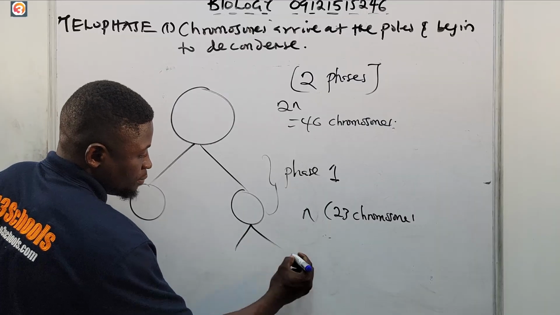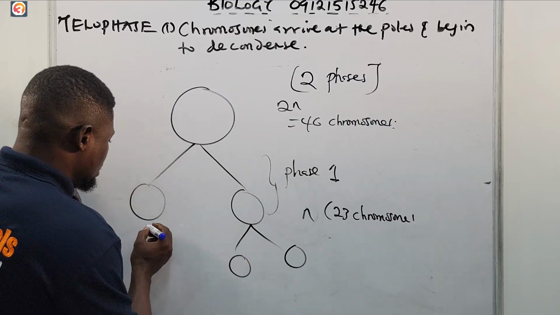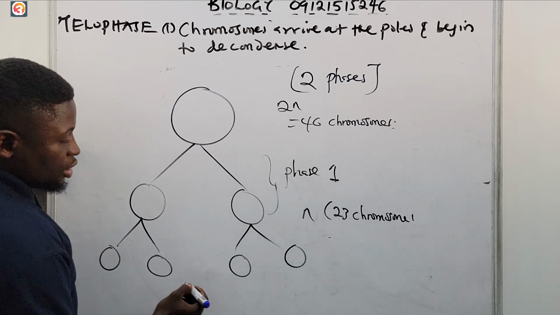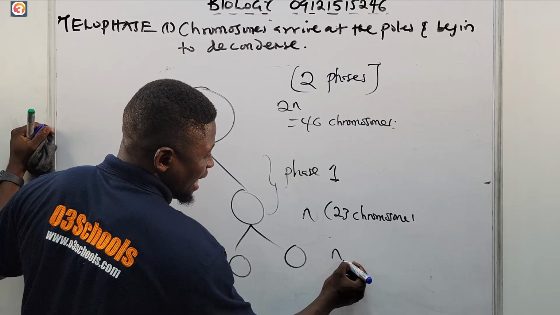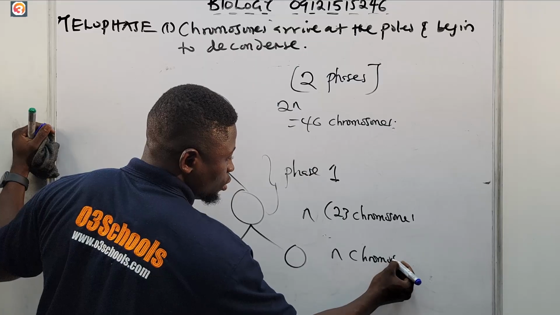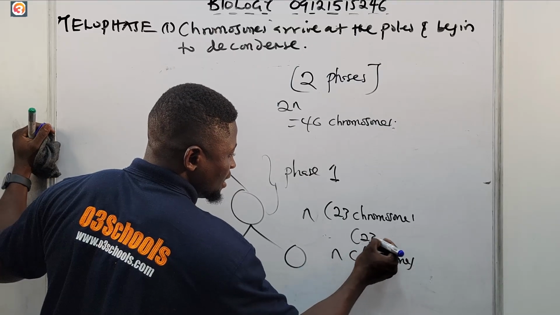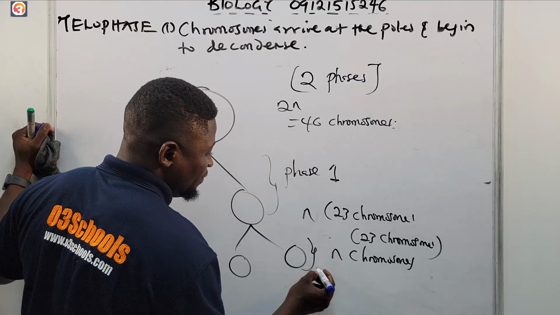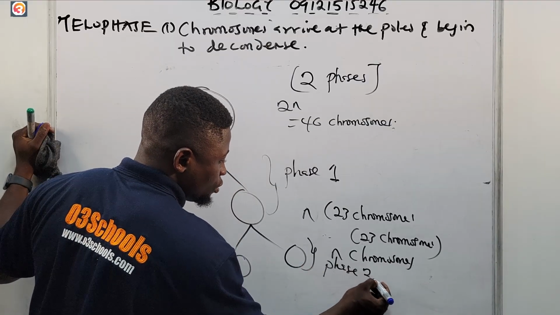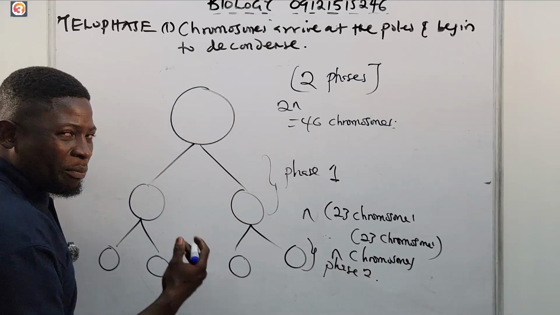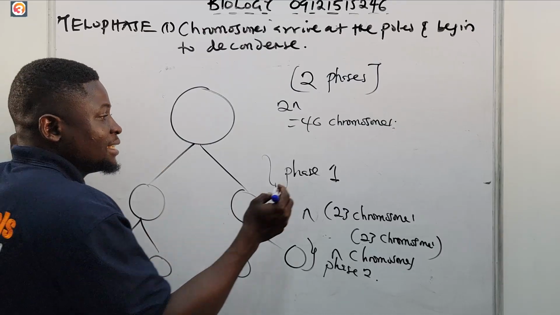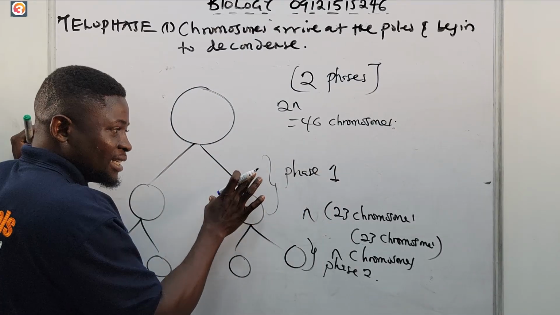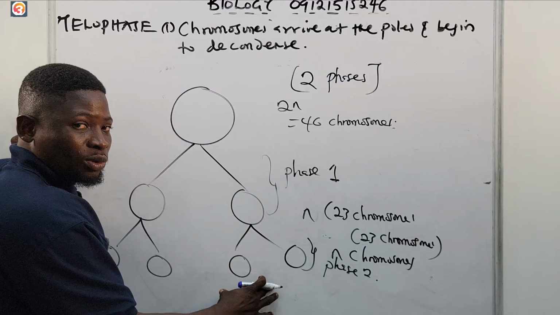This is to split into 2 again. This one also is split into 2. So these ones also have n chromosomes. That is 23 chromosomes. This is phase 2. It undergoes a type of mitotic division. Mitosis now occurs in the second phase. In the first phase, this is happening. In the second phase, this is what is happening.